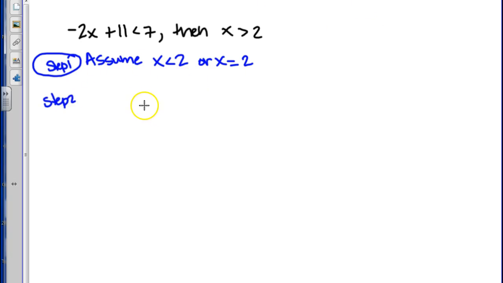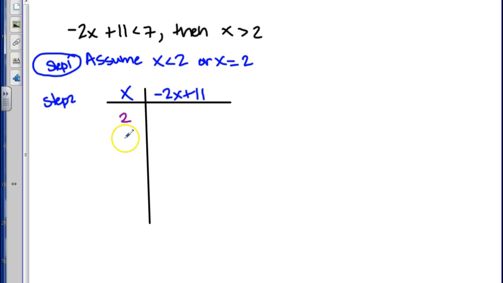All right, so let's make a little table and let's pick values for x that go with our contradiction here. Then we'll plug them in and see what we get. So let's say that x is 2, because in our contradiction we said x was equal to 2 or it can be less than 2. So how about 1, 0, negative 1, negative 2? We can go ahead and do negative 3. And let's plug these in and see if it's in fact less than 7.